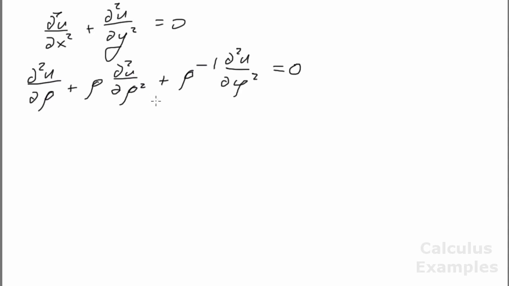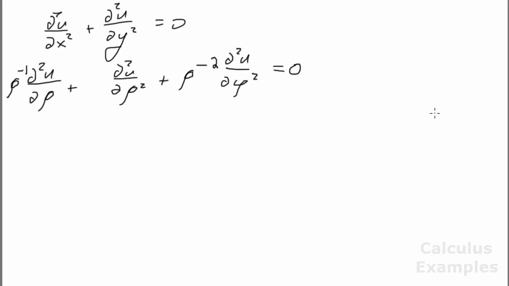Now before we proceed, we're going to make one modification. We're going to divide equation 2 through by rho. That means this becomes rho to the minus 2. This becomes rho to the 0. So we've divided it out. And this becomes rho to the minus 1. Right? So these are our two harmonic conditions. They're both 0.